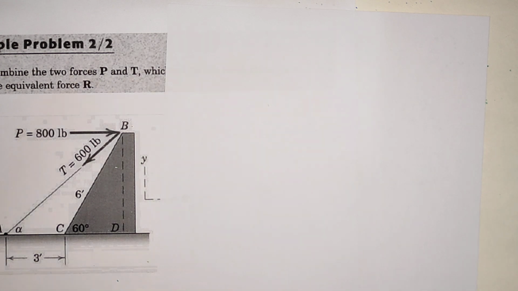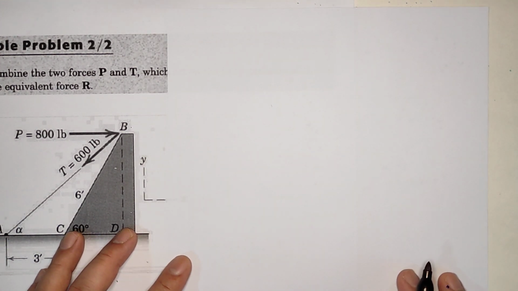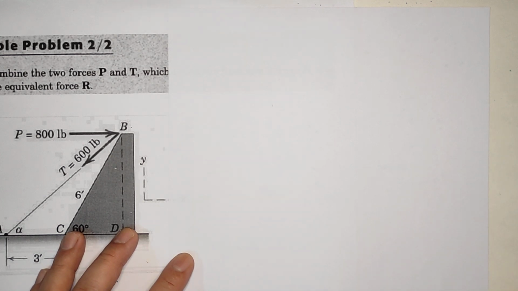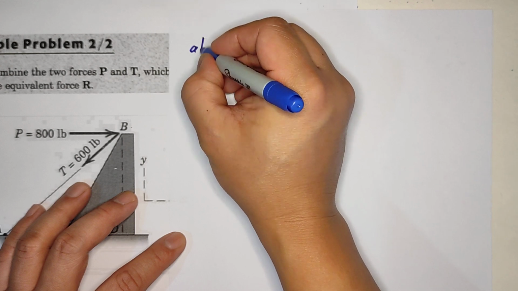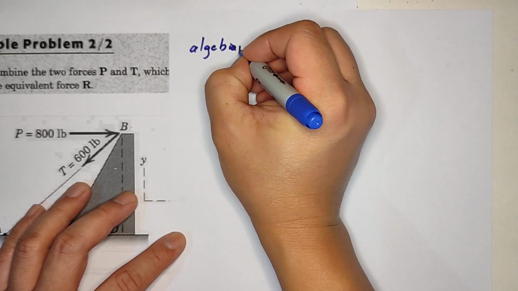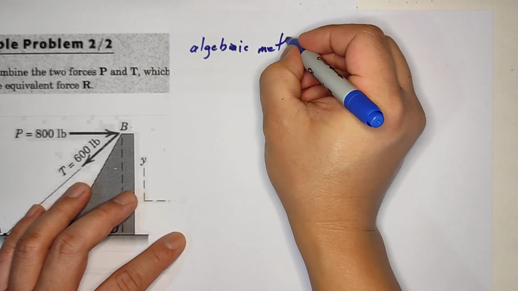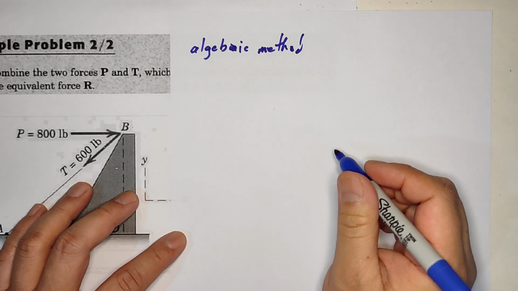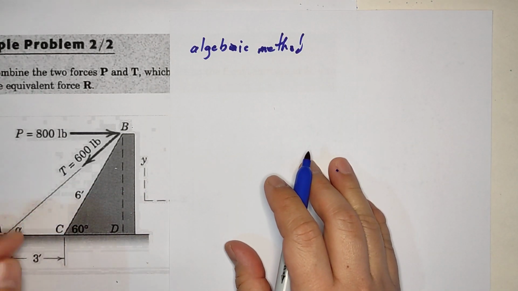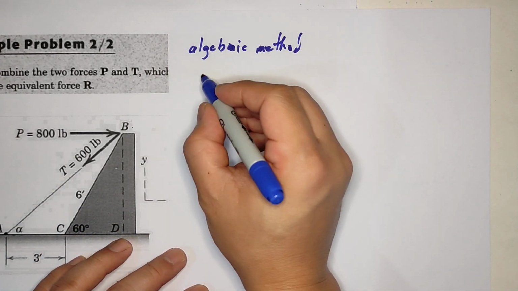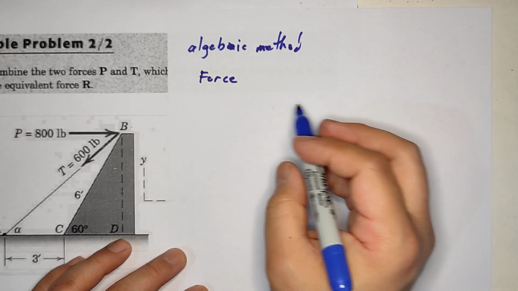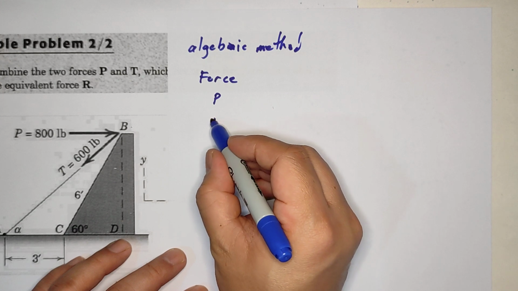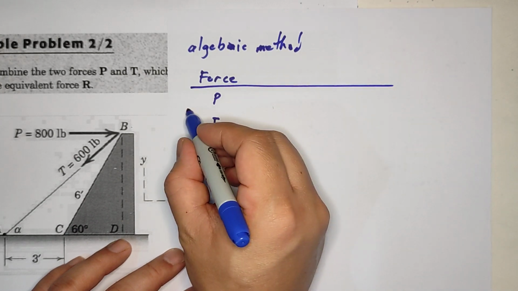Okay, actually you can do that in two forces, and it's easier. Okay, so you have the algebraic method. Let's call this P, this is T. Let's tabulate the forces, P and T. Okay, it's like that.